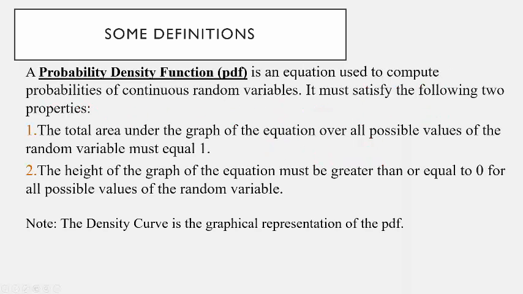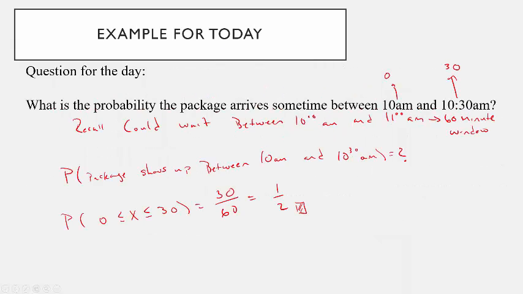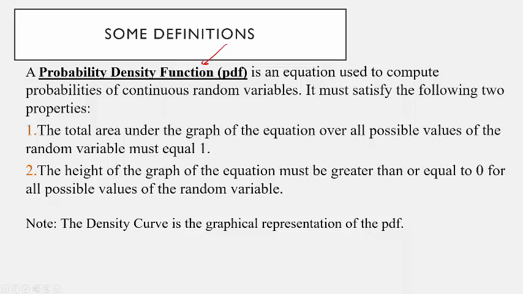Then we have what's called a probability density function, or you'll sometimes just hear me say, find the PDF, or what the PDF is. So in this class, a PDF stands for a probability density function. A function, from your previous math courses, is a mathematical relationship between two variables, or it could be more, but basically another way of saying what this probability density function is, it's an equation used to compute probabilities. We're going to use it to compute probabilities, like this probability right here, for continuous random variables, and it must satisfy the following two properties.